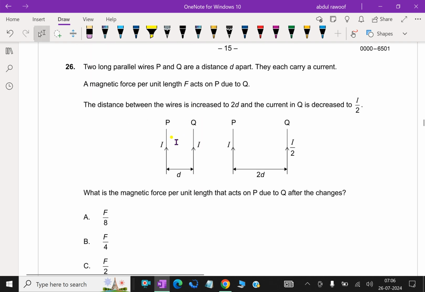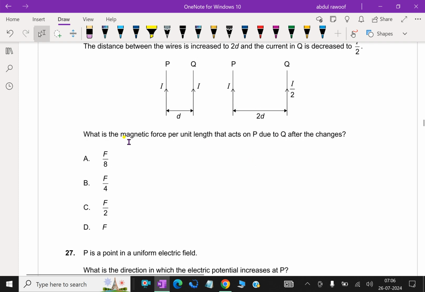Next, question number 26. Two long parallel wires P and Q are a distance D apart. They each carry a current, and a magnetic force per unit length F acts on P due to Q. Then this distance is doubled. What is the magnetic force per unit length that acts on P due to Q after the changes?